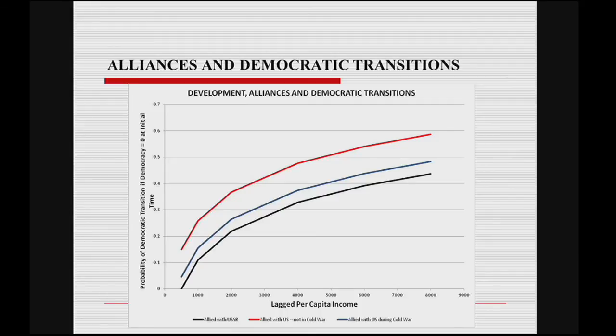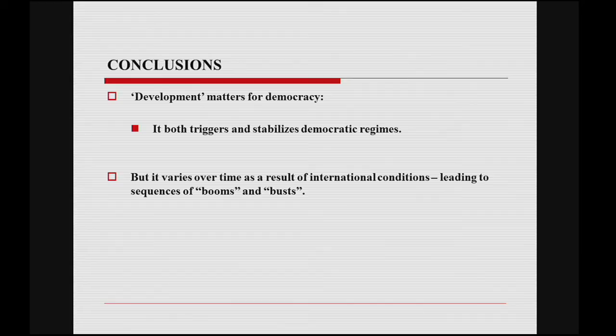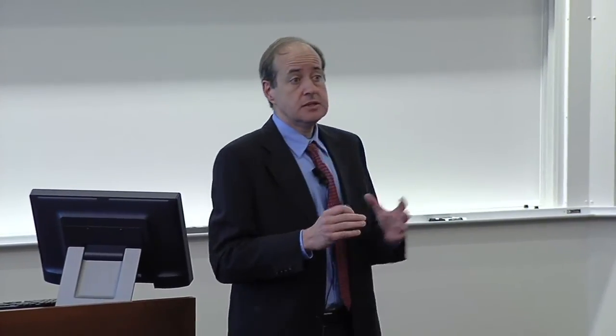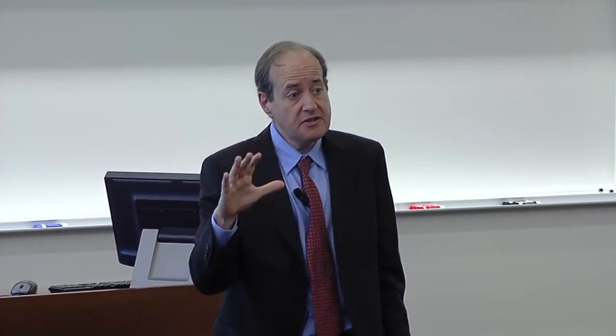The US has only been a democratic force, a force for the good, when the old system collapsed after 1990. So, to finish, I think development matters for democracy. It both triggers and stabilizes democratic regimes, but the impact of development varies over time and leads to these sequences of booms and busts, and they are very strongly related to the international system. Thank you.